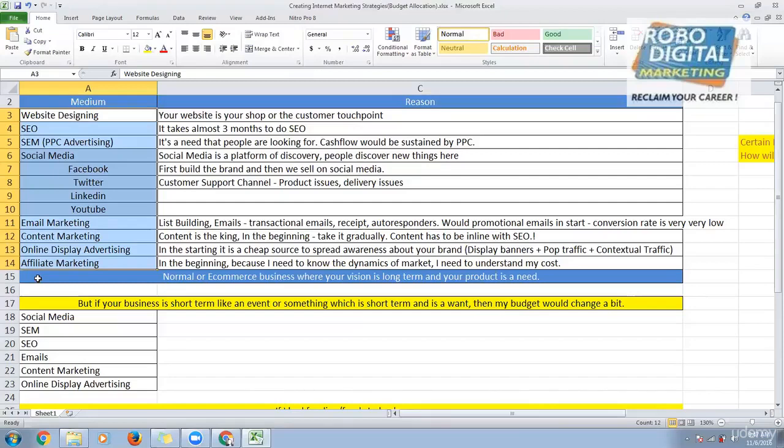Website designing is also a part of it. Then SEO, then SEM or PPC advertising, which is Google AdWords, social media, email marketing, content marketing, and online display marketing, which is basically pop-up advertising. And affiliate marketing is where somebody else is doing promotion and you have to pay a cost for promotions.